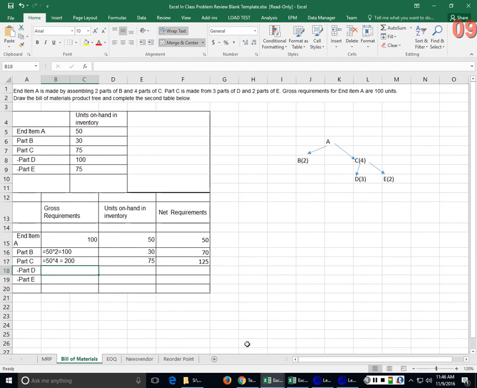All right, let's go back to Joe. What are my gross requirements for D? What are they driven by? The net requirements for C. So my net requirements for C are how much? 125. And I need 3D for every C, so 125 times 3, 375. Let's just keep going. How many do I have on hand?